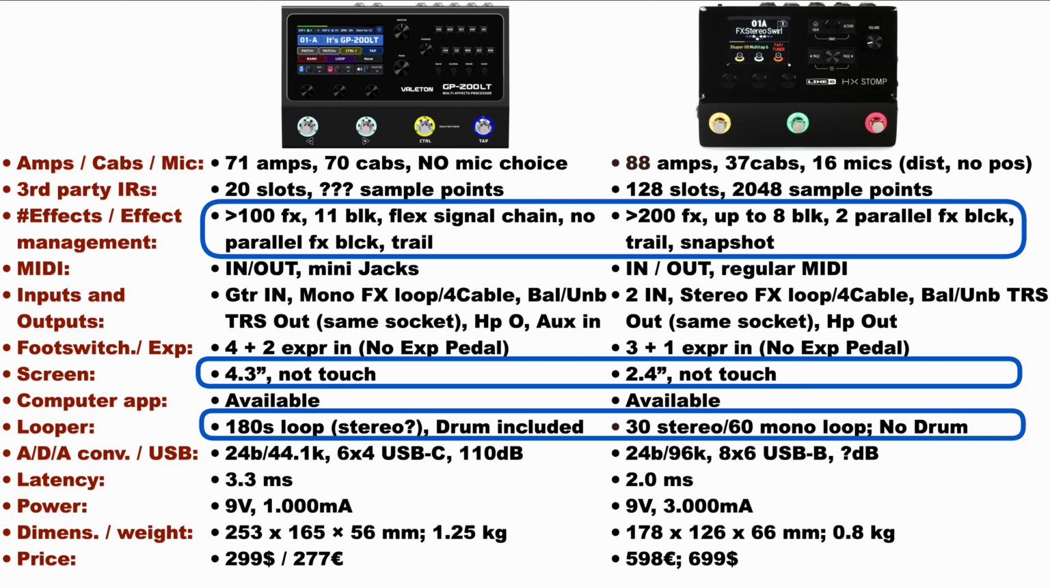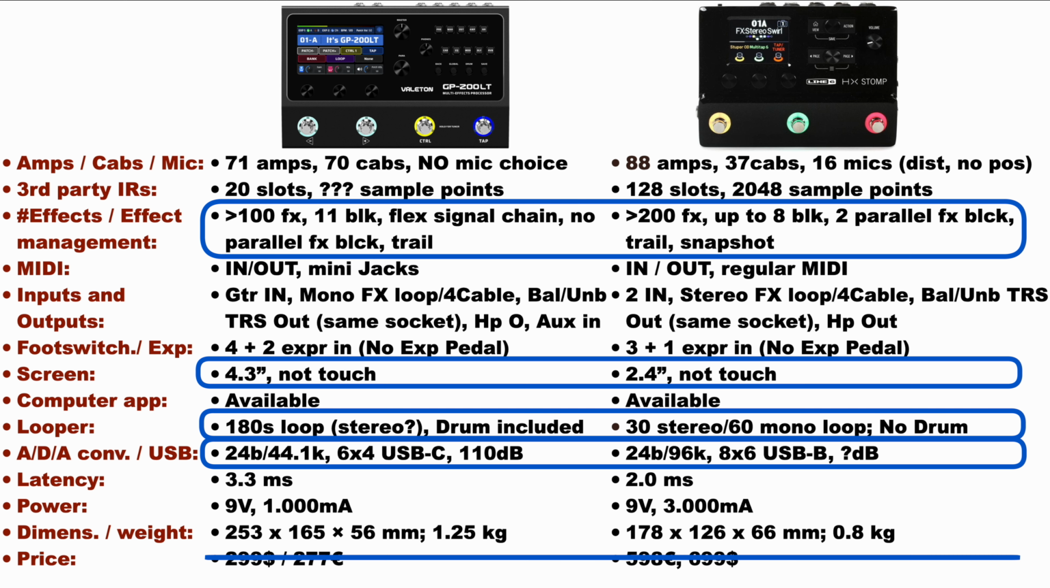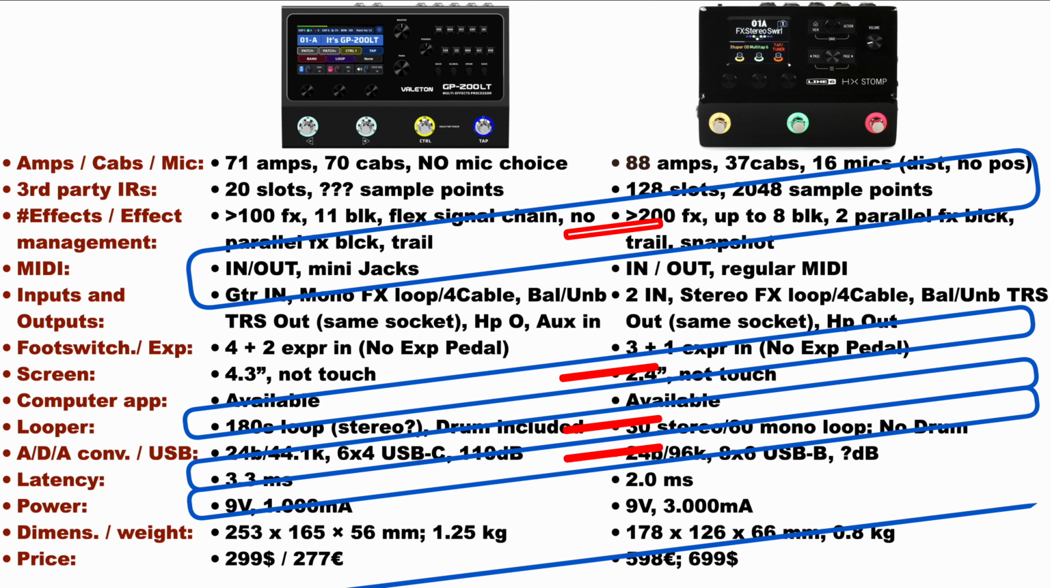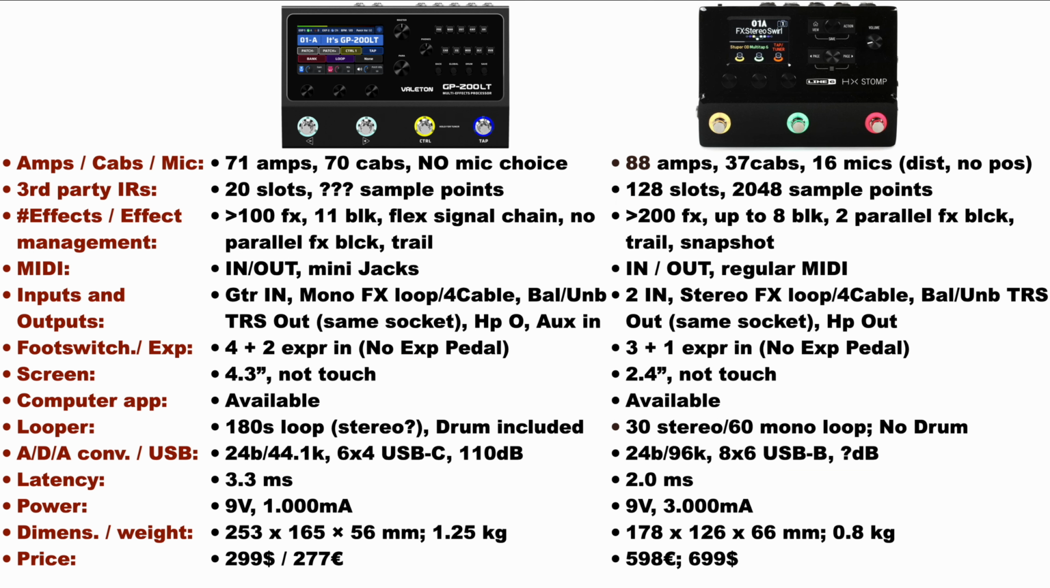Lastly, I would mention the drum machine available in the Valeton and the more advanced audio interface features of the HX Stomp. Obviously, the Valeton is much cheaper, with a price that is almost half the price of the one of the HX Stomp. We will return to these main differences in my 2 cents section of this video. Let's now hear some more sounds.